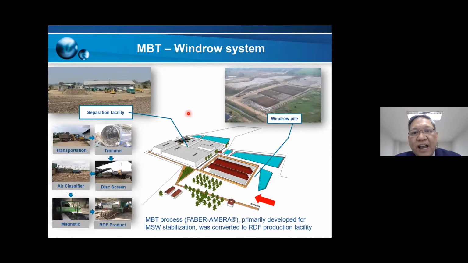So you can see a photo of this windrow system, and this is the location. I would like to note that this MBT process was primarily developed for waste stabilization using the European approach, to stabilize the waste so that we have minimum carbon going to the landfill. But later on, it was converted to RDF production facilities. You can see the picture of this windrow pile and some equipment used for the separation to recover the waste to be used as RDF.